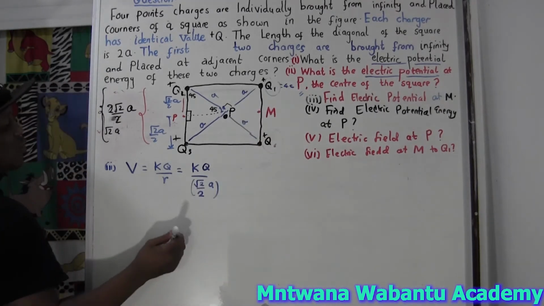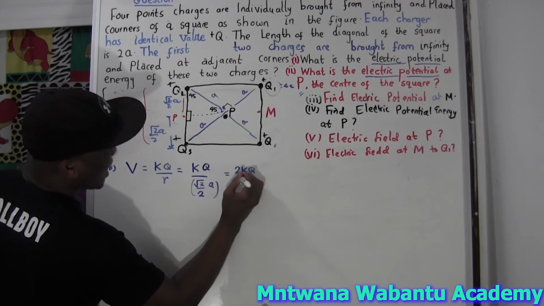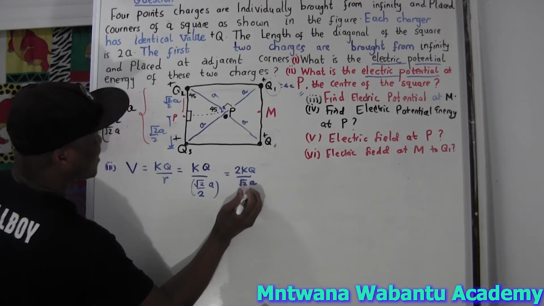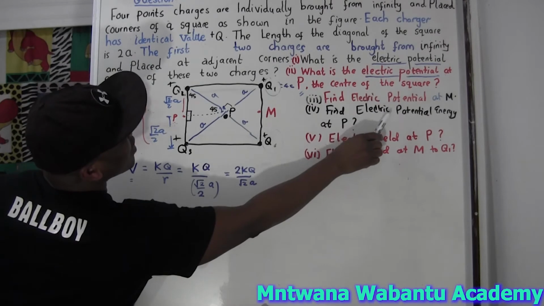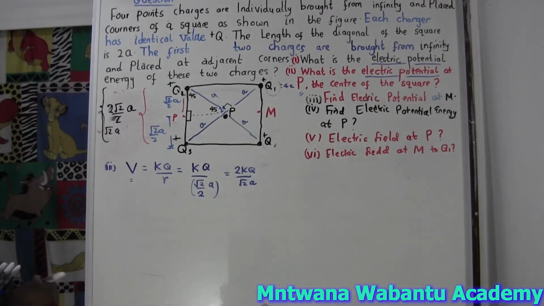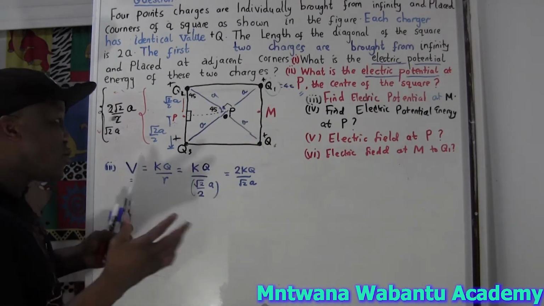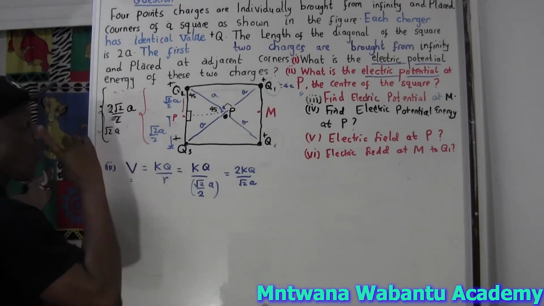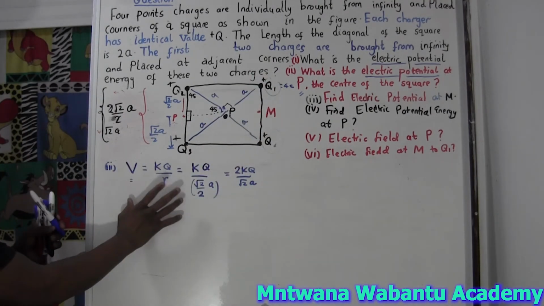We did calculate it. So what we can do now is go to the top. This 2 is going to be 2kq over square root of 2 a. So this is going to be the electric potential at M due to Q1. It depends on whichever points they mention. For electric potential, you need one charge from wherever you are to that charge. So we've done that. This is what we know about electric potential.